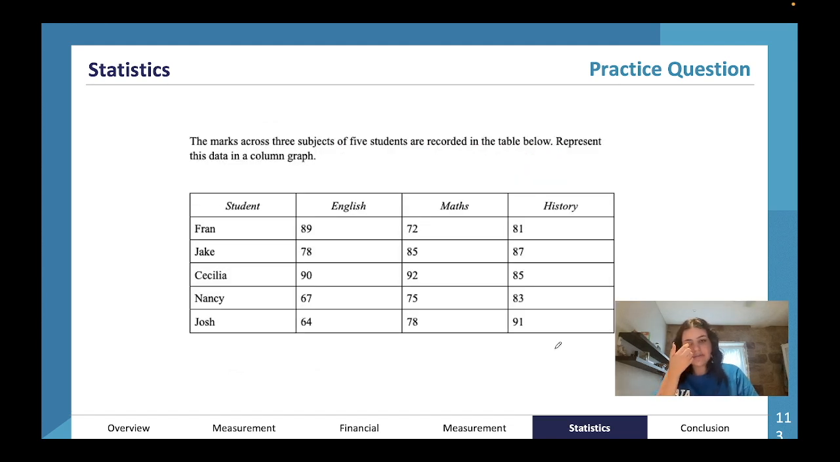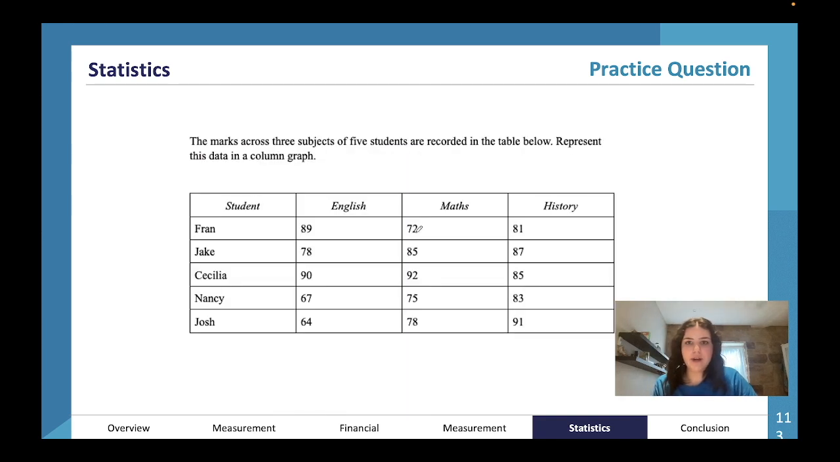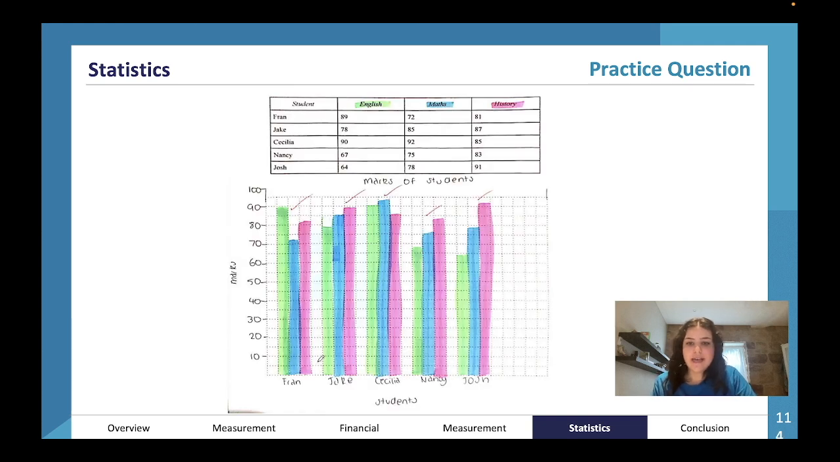The marks across 3 subjects of 5 students are recorded in the table below. Represent this data in a column graph. So we have Fran, Jake, Cecilia, Nancy, and Josh, and they have English, maths, and history marks. This is what it would look like if we represented it in a column graph. See how there's breaks between each student, but we don't need breaks between the columns when they're all for one piece of data, which is the student itself. So we've drawn out our marks, which go up by 10, 20, 30, 40, 50. We've spaced out our students, and we've included a key. So English, maths, and history, and these are their 3 marks.